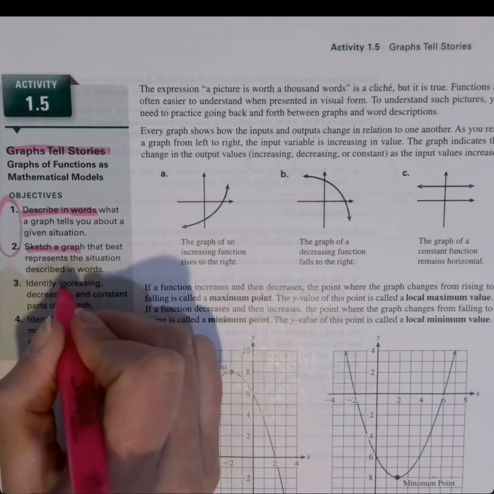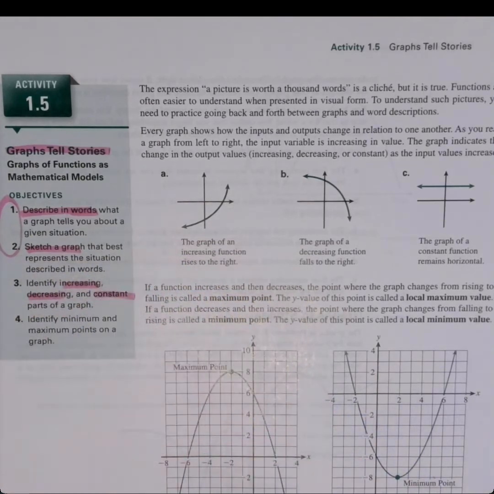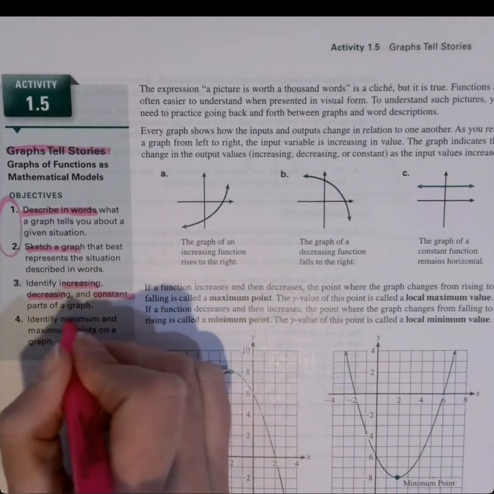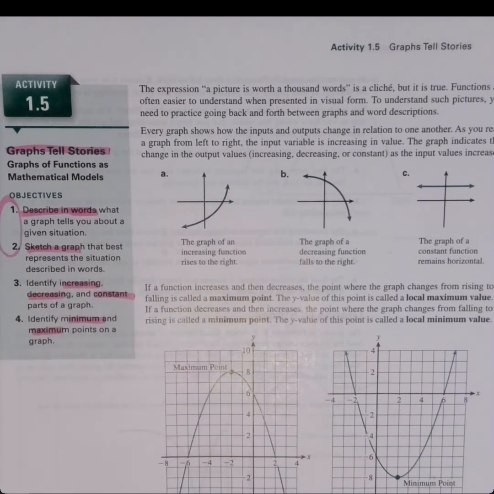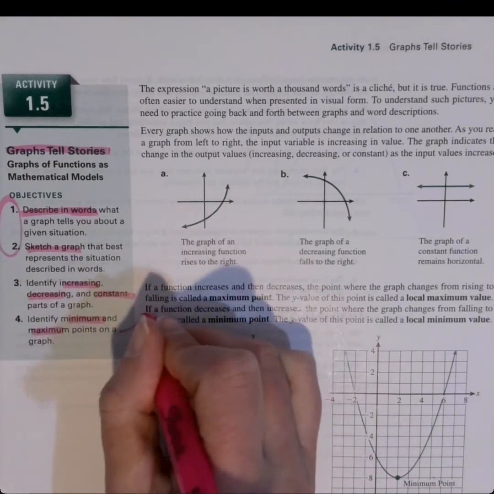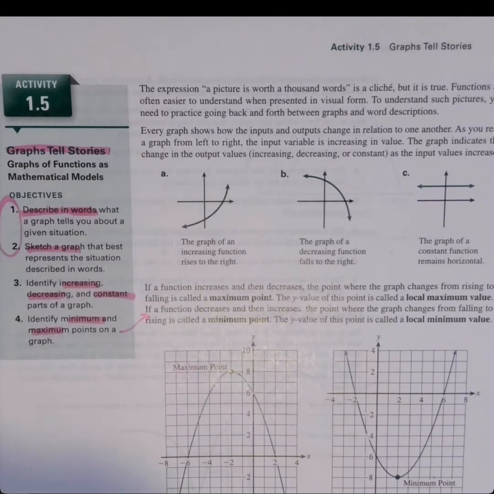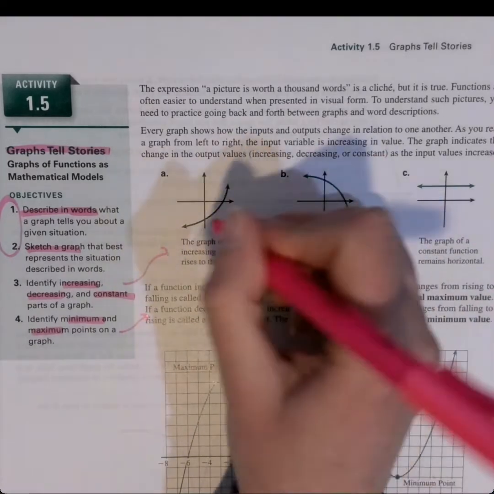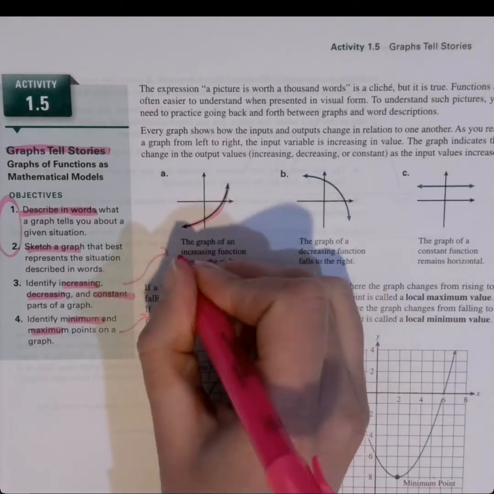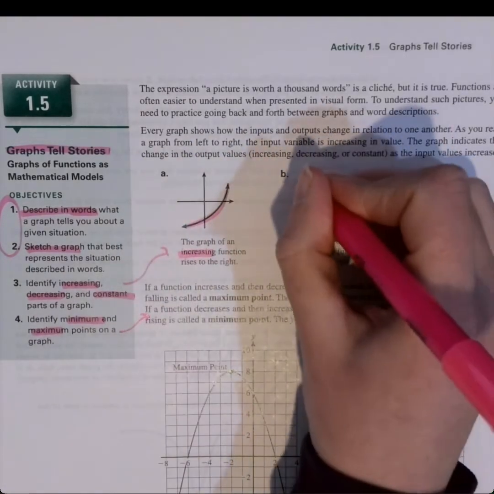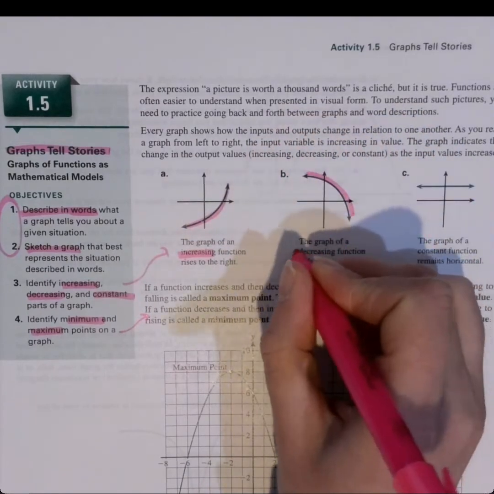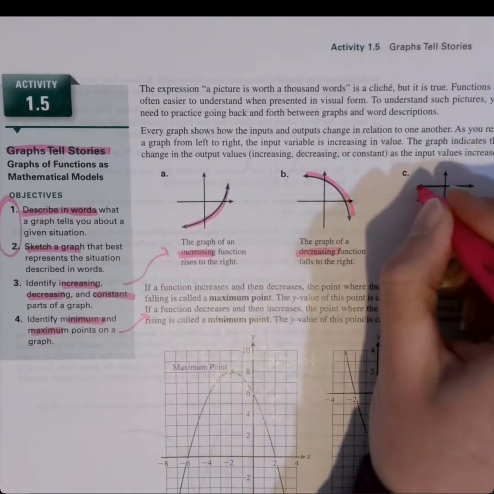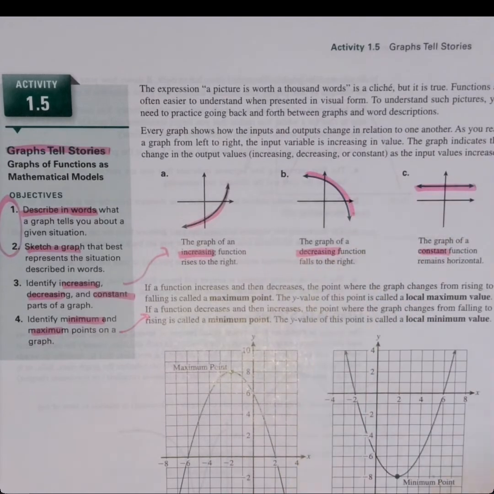And then we're going to talk about increasing, decreasing, and constant again as parts of the graph. And we're going to identify minimum and maximum points on a graph. Somehow that last objective happens first. Cool. And the increasing, decreasing, this is more of a reminder of what we said in the last section. This graph right here increases, it's going up left to right. This graph right here decreases, it's falling from left to right. And this graph right here is constant. It's staying the same value, the same output value as the input values change.